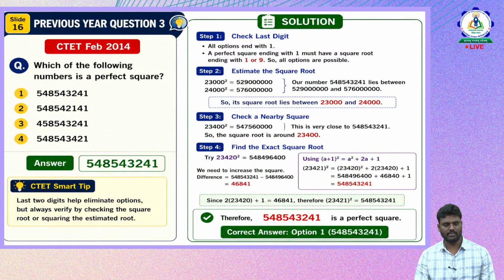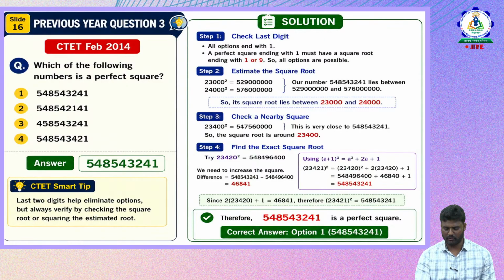So how can we check that? You just check with the last 2 digits, and so we eliminate options. But let us see whether it works or not. Now we have to see the last digits. All options end with 1. A perfect square ending with 1 must have a square root ending with 1 or 9, so all the options are possible.